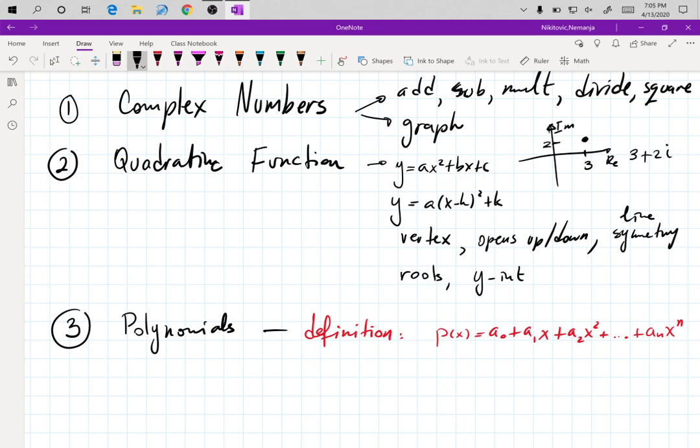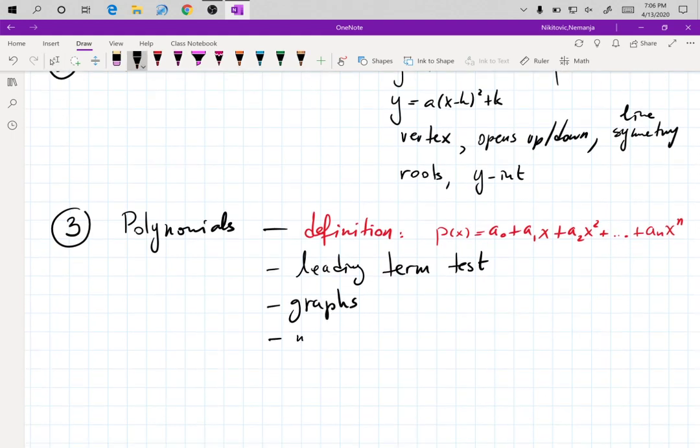Then we have the rest of the stuff that we did for polynomials. That's the leading term test, graphs, multiplicity of roots. I think that's it. I'm just going to quickly peek, make sure that I got everything. We're not going to deal with the intermediate value theorem. So I think we got it all. Yeah, that's it.